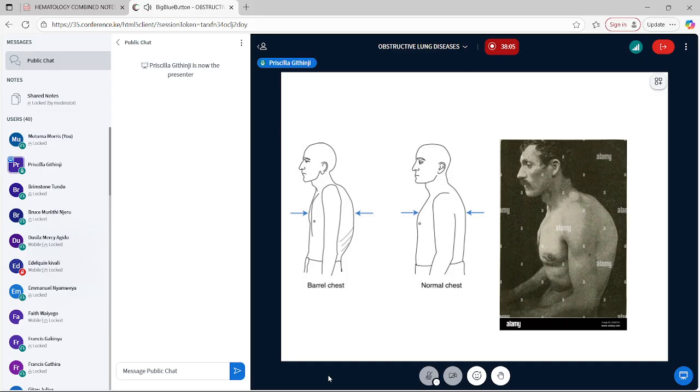So what is a barrel chest? I'm just trying to demonstrate the normal chest. So a barrel chest, you can see this curvature at the back. This is an actual patient. So the sternum sort of goes inside, and at the back you have sort of a hump. So this is a barrel chest that you usually see in patients who have emphysema.